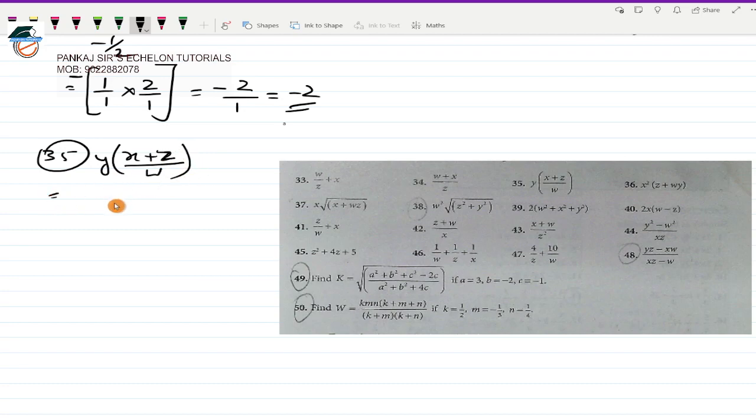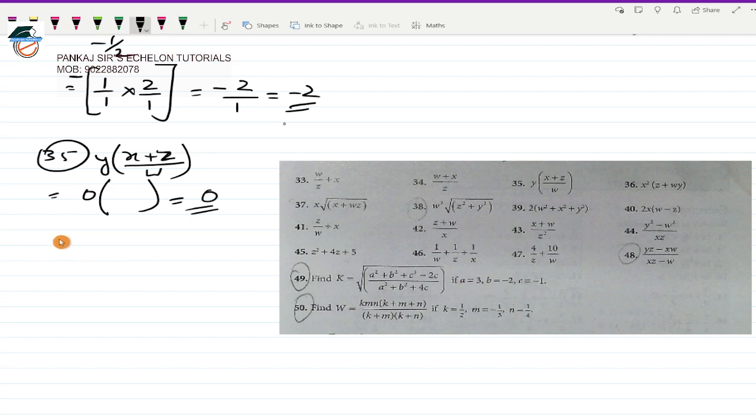Now y you have to take as 0, and then the bracket x plus z upon w. Whatever x plus z upon w will be, 0 multiplied by anything will be 0. So the answer for the 35th is 0 itself. No need of working out what x plus z upon w is. Let me check once again. Yeah, the answer for 35 is 0. Next is 36.